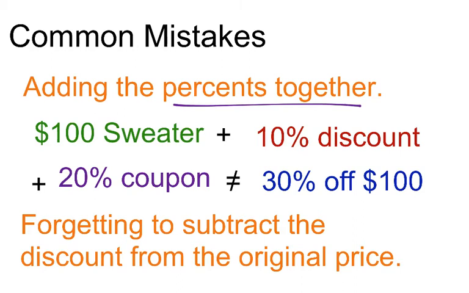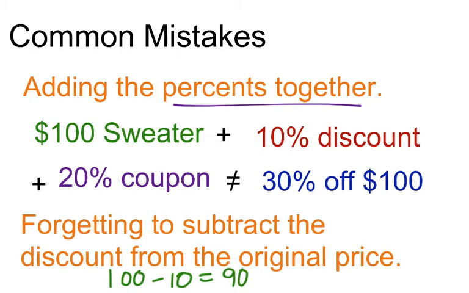Another common mistake is students will often forget to subtract the discount from the original price. In other words, they'll just find the percent or they'll just find the discount. They'll forget to actually subtract that from the $100 sweater. So in this case, we have a $100 sweater minus 10%, which of course 10% of 100 is $10. That gives us 90. So we have to subtract it from the original price.